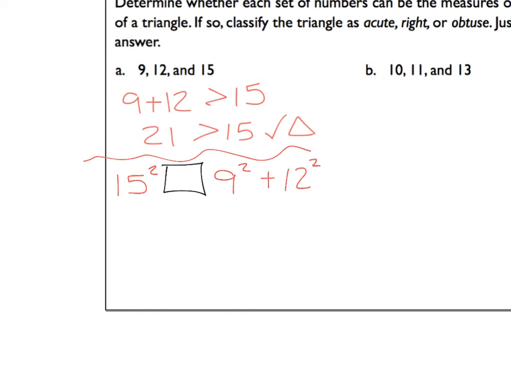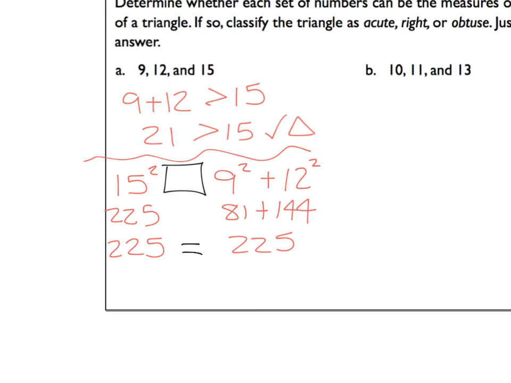All right, so 15 squared is going to give us 225. And then I have 9 squared is 81, plus 12 squared is 144. Now when I add the 81 and the 144 together, I'm going to get 225. I'm going to carry down this 225 over here. Now what I see is that both sides of this little inequality are equal to each other.